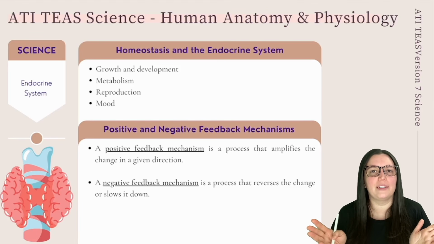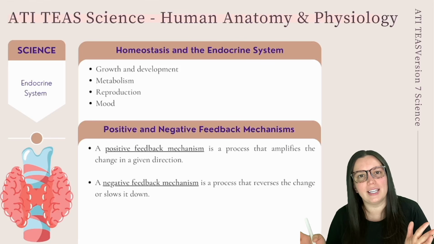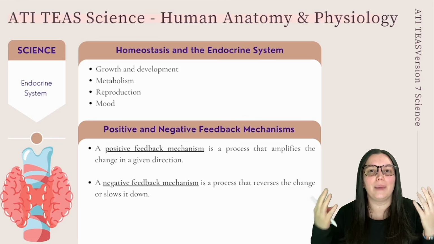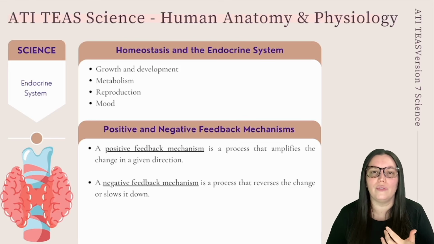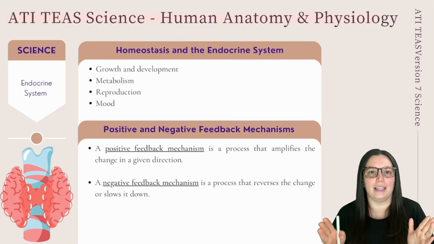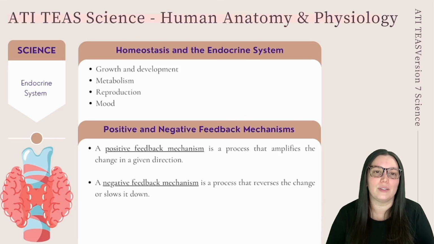The last couple topics we're going to look at is homeostasis in the endocrine system, as well as those positive and negative feedback mechanisms. So we talked about homeostasis a little bit before in our previous slide, and that ultimately is maintained by the use of growth and development, metabolism, reproduction, and mood. So I'm not going to go through those again. However, with our positive and negative feedback mechanisms, this is used to maintain homeostasis in the system as well.